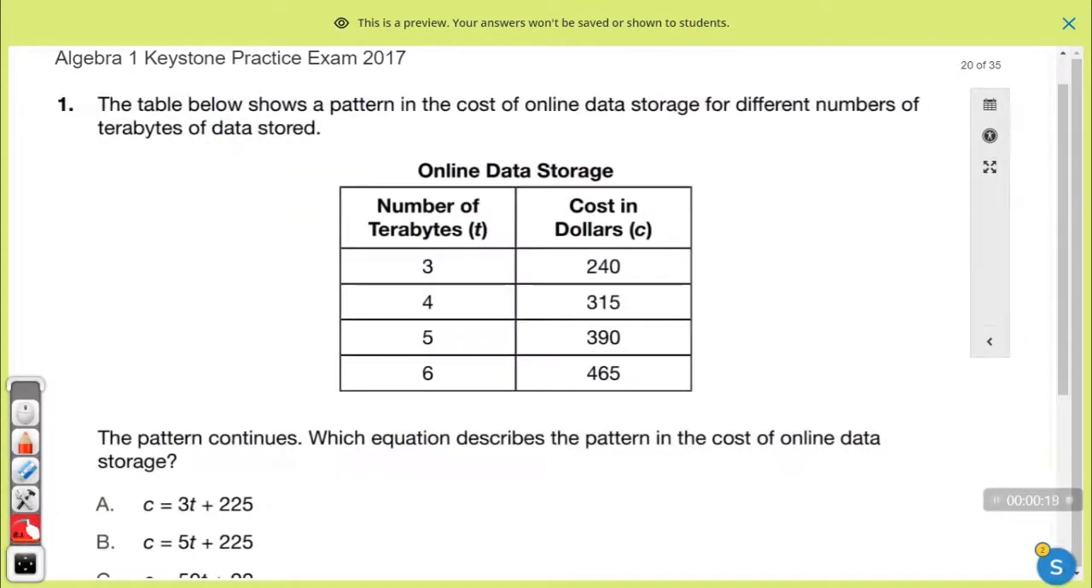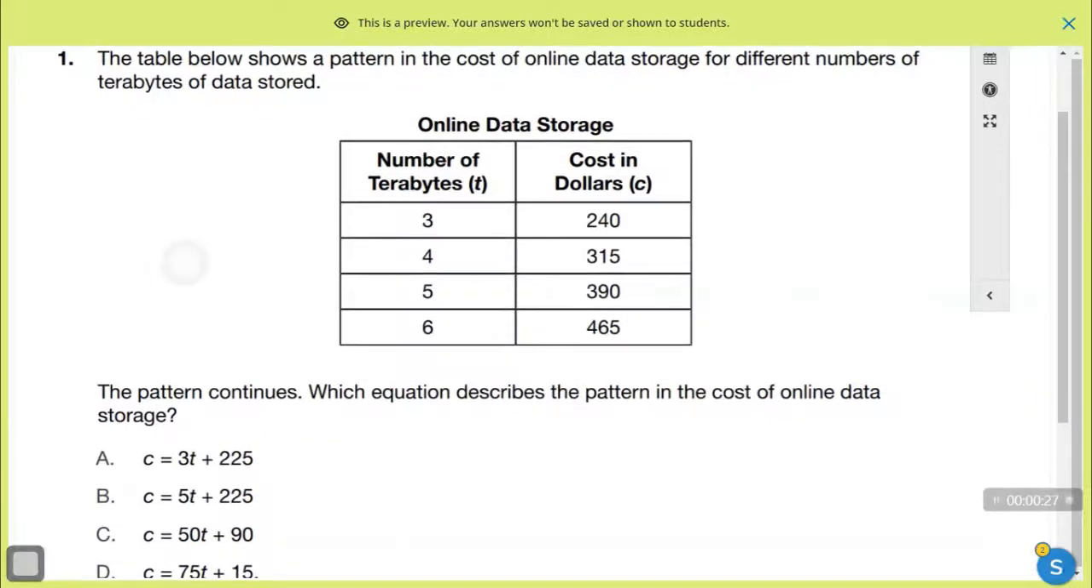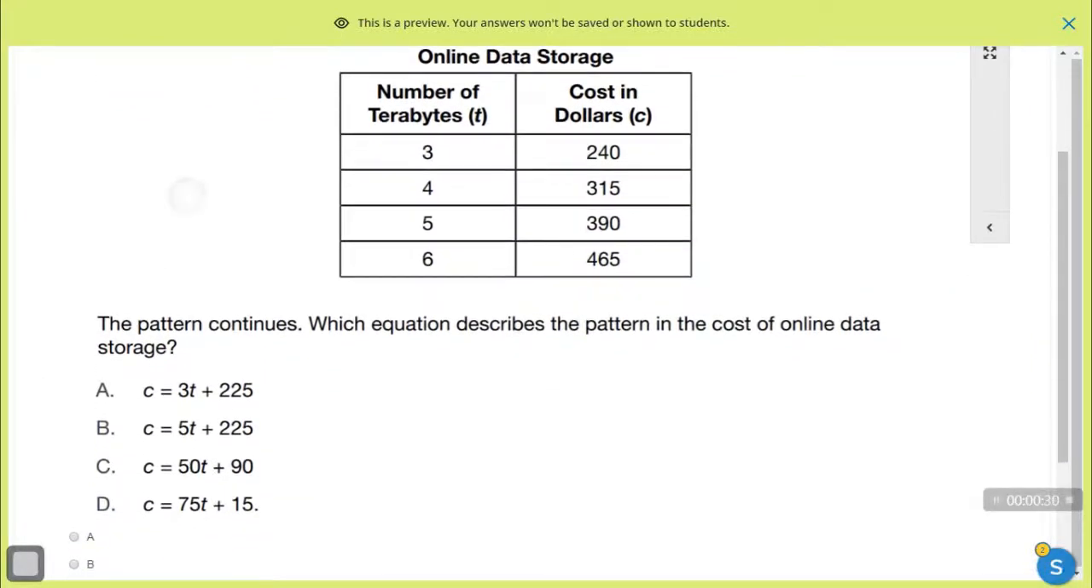All right, let's go ahead and take a look at our first question. The data below shows a pattern in the cost of an online data storage for different numbers of terabytes of data stored. We've got our table there, okay? If the pattern continues, which equation describes the pattern in the cost of the online data storage?